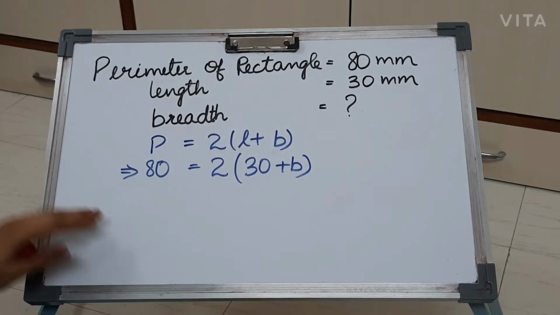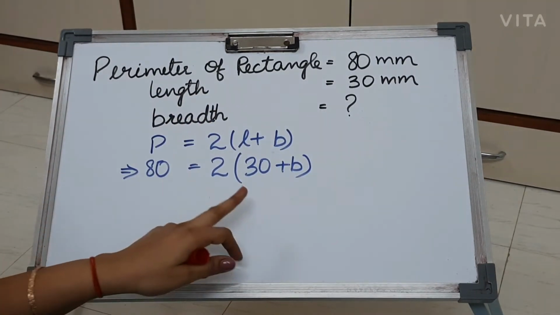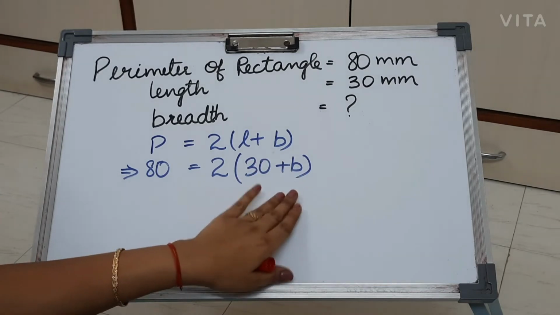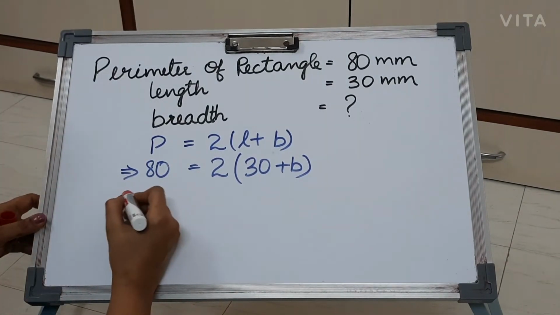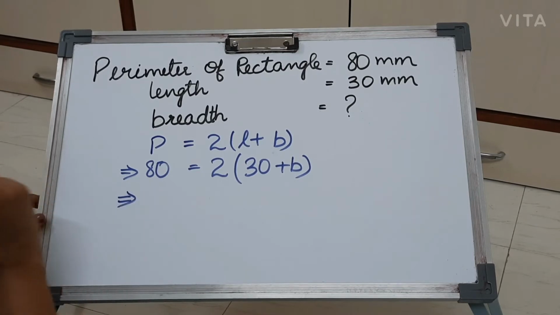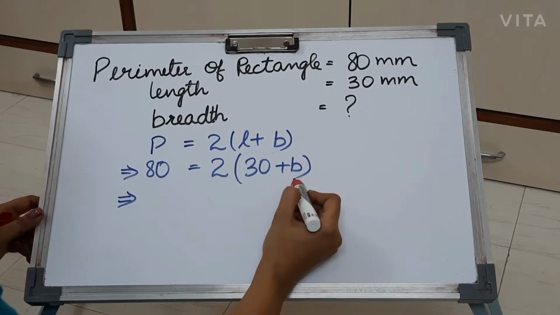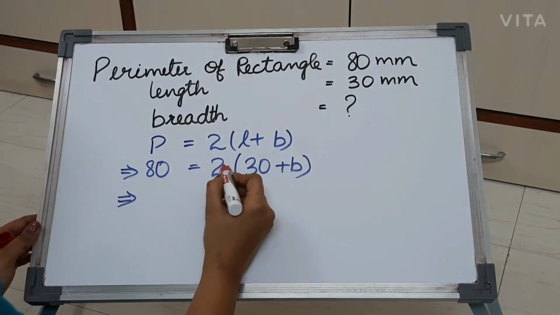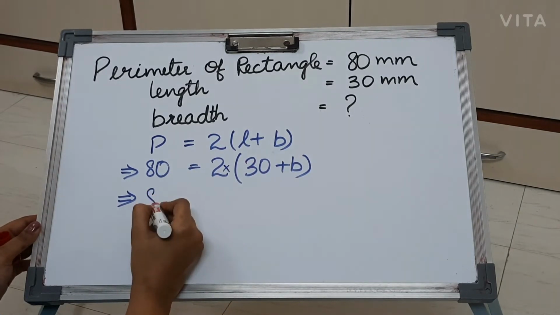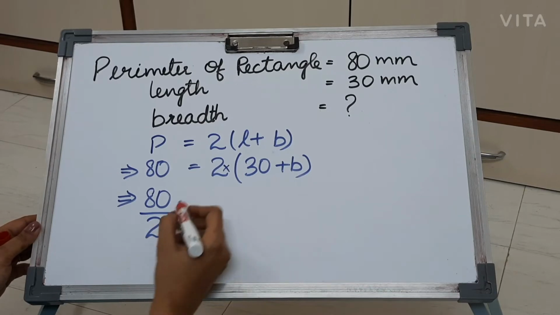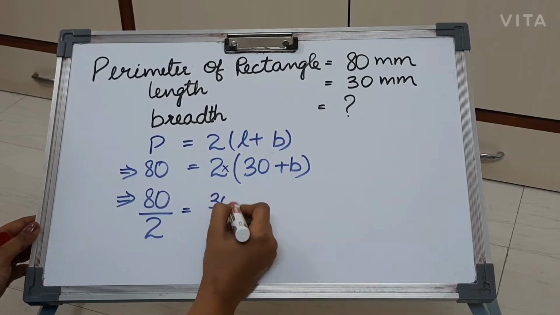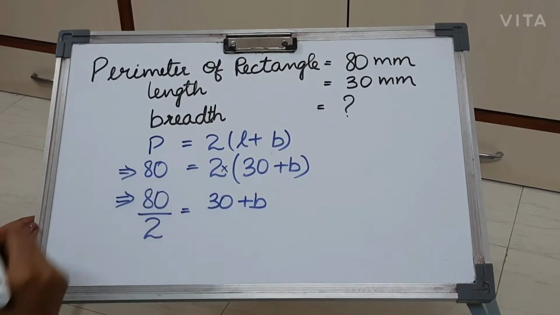Now we have to remember this for this type of question. Always what we have to find, we have to keep it on one side and the rest of the numbers we will take to the other side so that we can get the value here. So slowly we will take it. This is the bracket here. We will keep it as it is. First 2 multiplies with this bracket. So 80 divide by 2. This 2 we will take here. Divide is equal to 30 plus b.